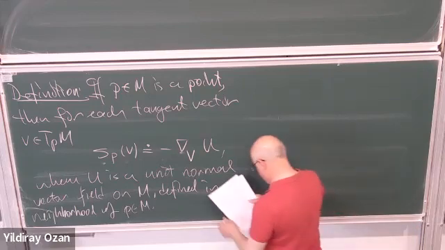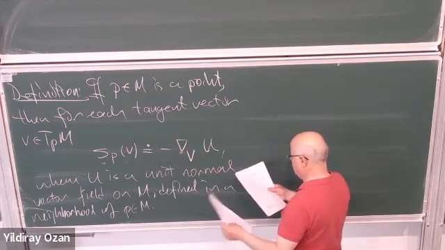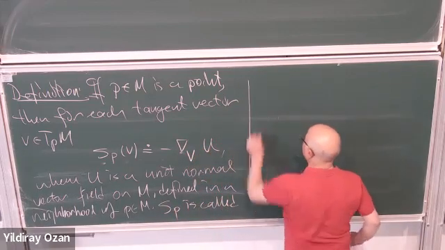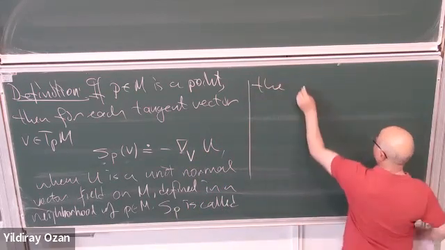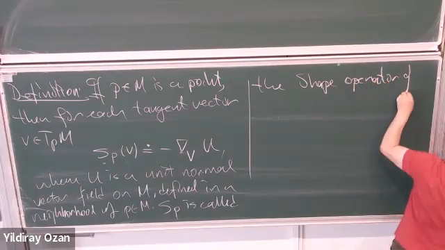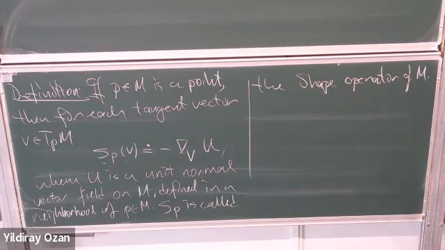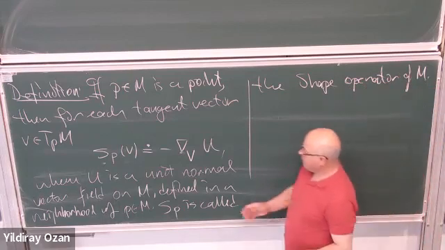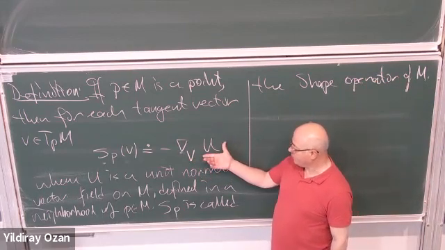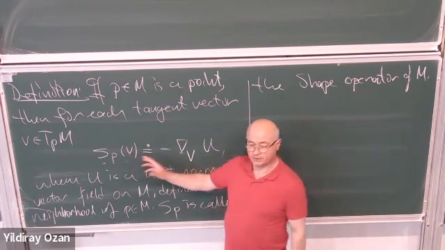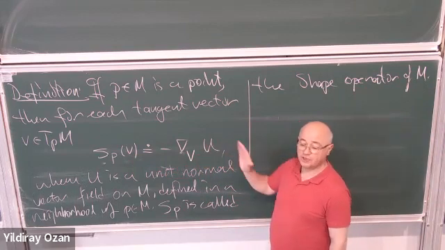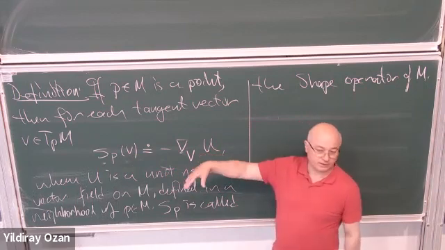Okay. This S_p is called the shape operator. So what it does, this is just the derivative of the normal vector field, the unit normal vector field, along this vector. So you measure how this normal vector changes as you move along the vector v.